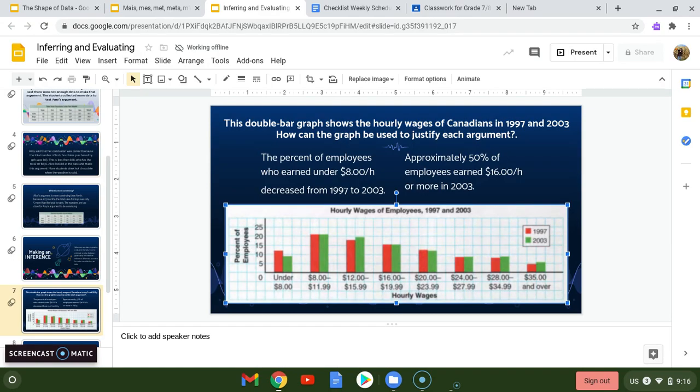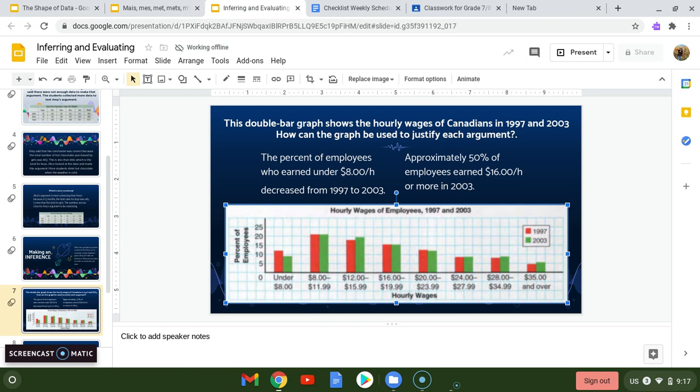All right, so the percentage of employees, I'll slow down. This double bar graph shows hourly wages of Canadians from 1997 and 2003. So each argument is us evaluating the graph. And we're going to see how we can prove it is true. Because when you make an argument, you can't just say something like, the sky will be purple tomorrow, and everybody's just supposed to take you at your word. It doesn't work that way. We need to prove ourselves.